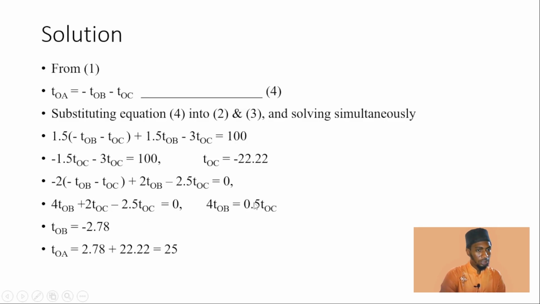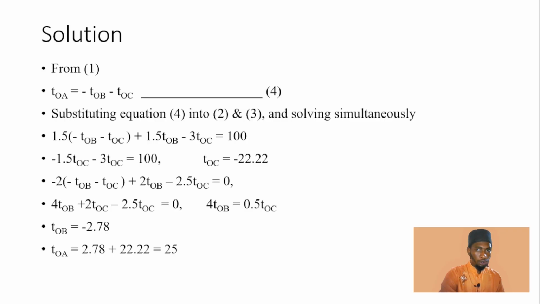After crossing the equality sign, it changes to positive. So we already have TOC here. So what we are going to do is just to substitute this TOC here, 0.5 times minus 22.22 will give us, I think, that's 11.11. So dividing both sides by 4, which is the coefficient of TOB, we have TOB as minus 2.78.